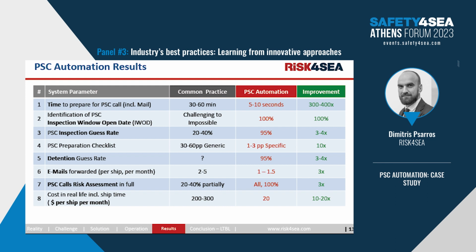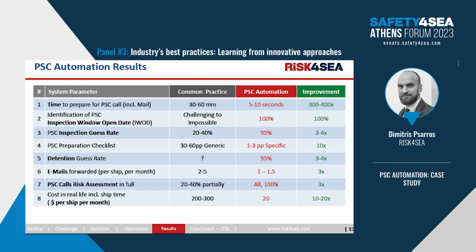Now, this is a comparison that we did, based on a case study from a user of this automated tool. We have the common practice, what they used to do, and what they have by using the port state control automation. They needed 30 to 60 minutes per ship, including the emails they had to send, in order to inform the vessel about the next port state control inspection. By using the automation, they need only 5 to 10 seconds.